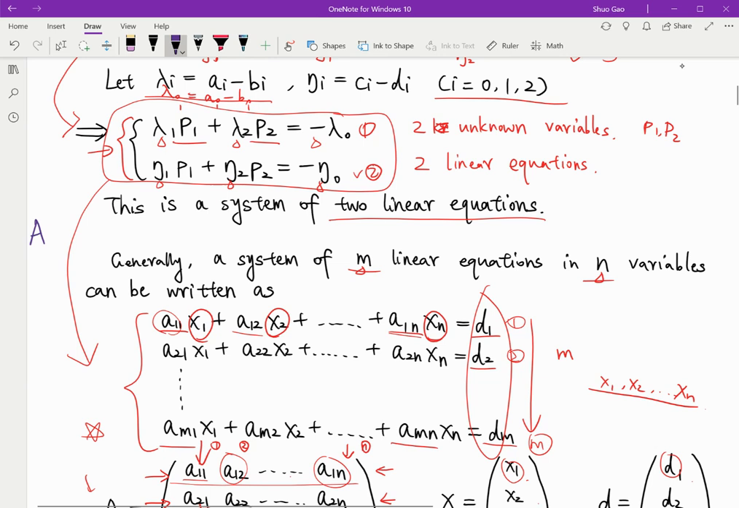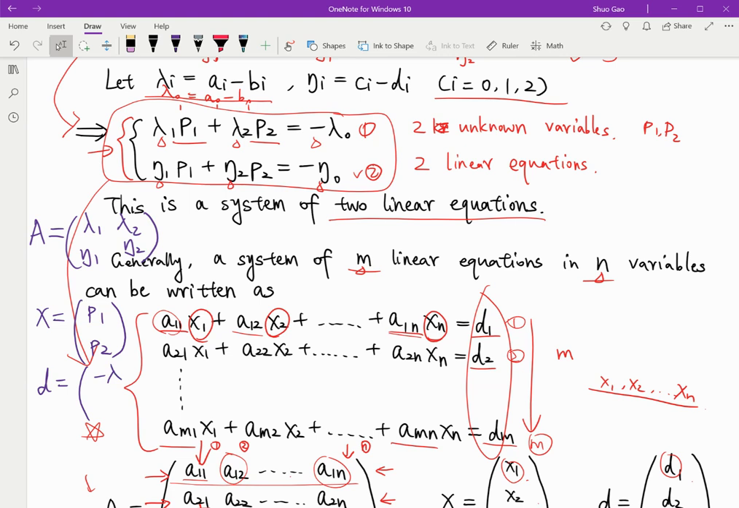So A, let me write down here. This little a should be lambda 1, lambda 2, eta 1, and eta 2, right? We only have 2 rows and 2 columns because we only have 4 parameters in this example. And for the x, or the unknown variables, we have 2, right? P1 and P2. So these are the variables that we don't know. And for the D matrix, it should be minus lambda 0 and then minus eta 0, right? Because this is on the right-hand side, the constant term.